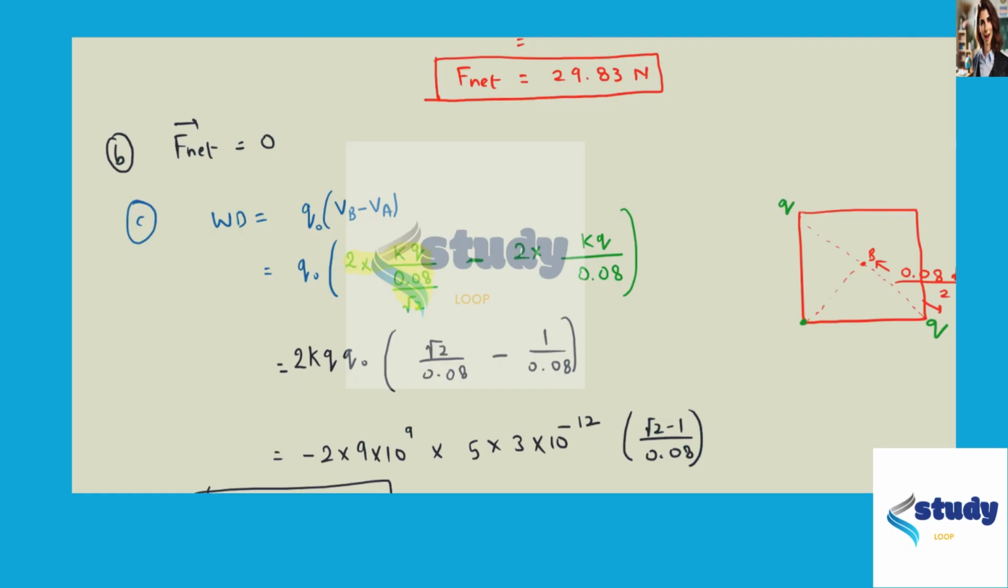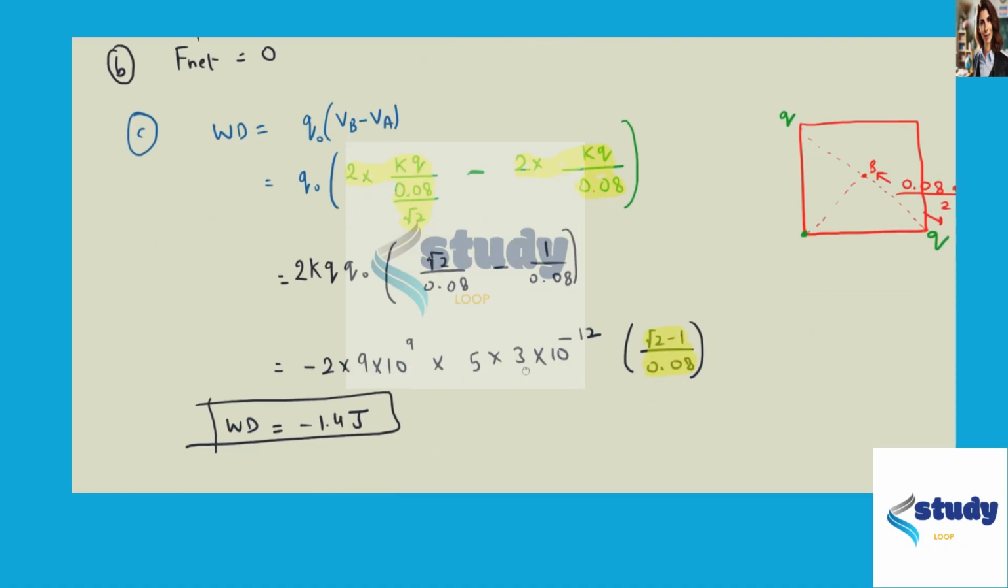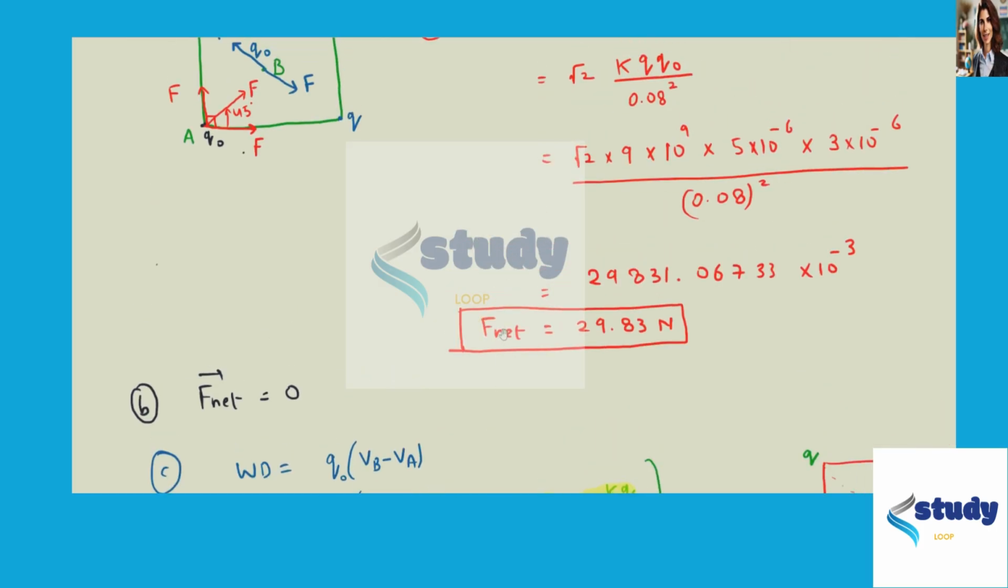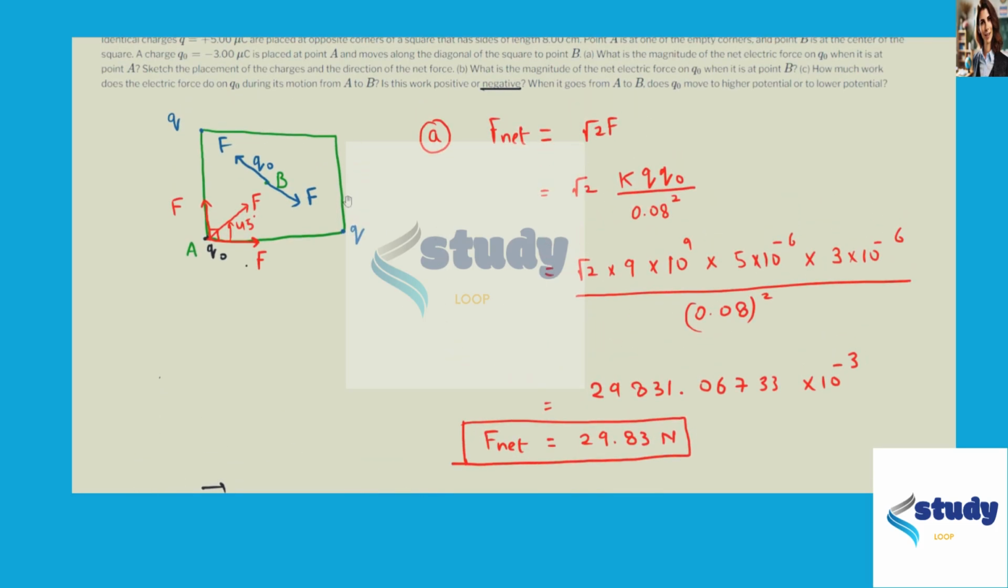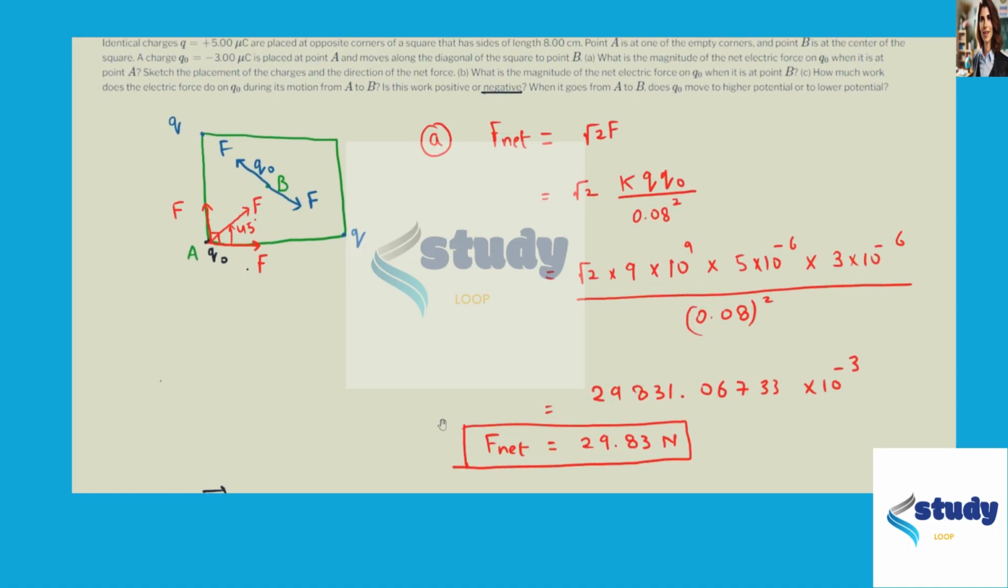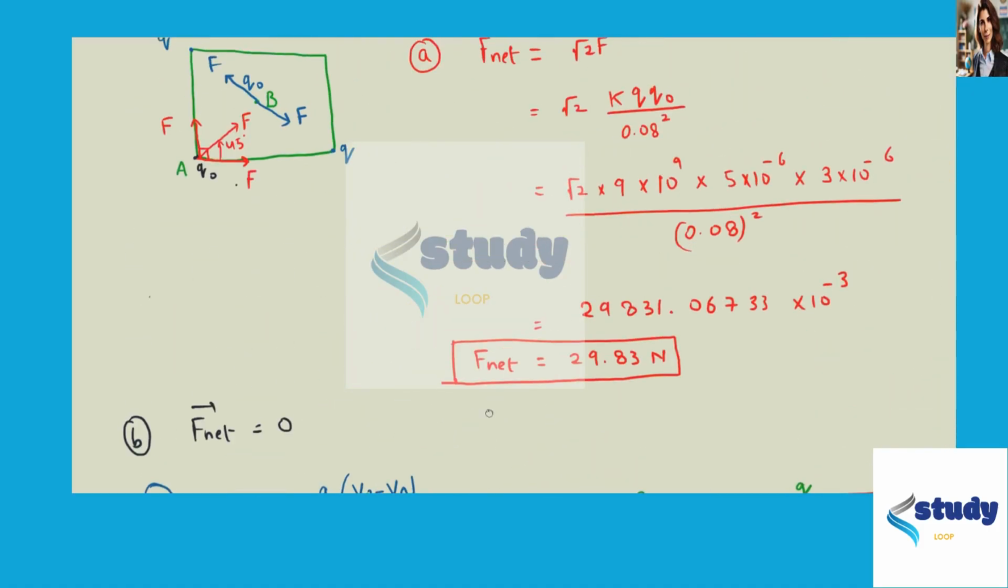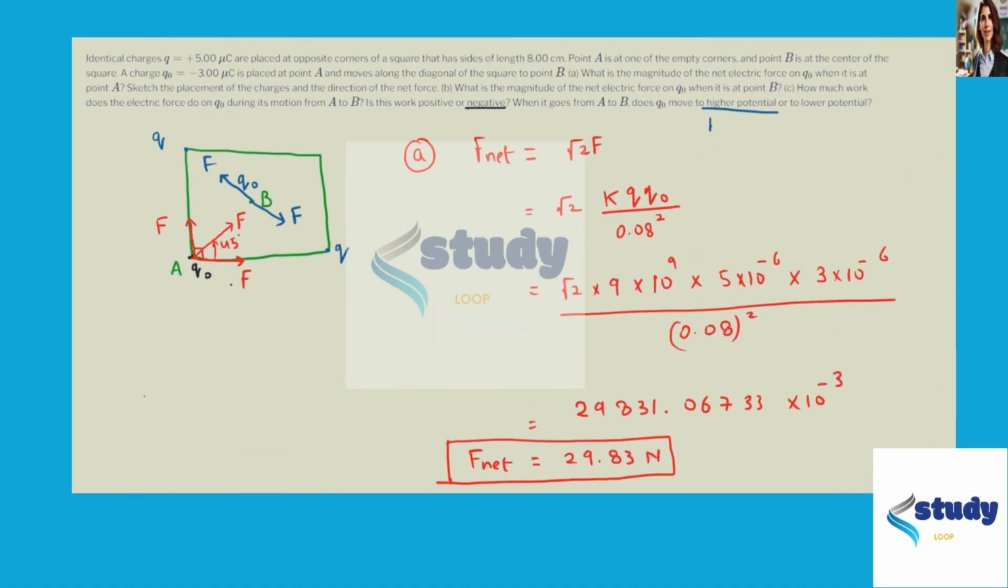So this is the value at B, and this is the value at A. So clearly we can see that when we simplify it, we get this root 2 minus 1 over 0.08, which is a positive number. So it means that V at B is greater than the V at A. So it means that we are moving towards a region of higher potential, because VB minus VA is positive, but it is because of the charge Q naught, which is negative, that the work done is coming as negative. So over here we can write that it is moving to a higher potential.